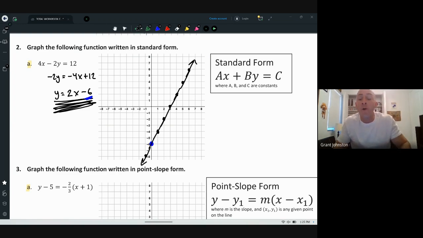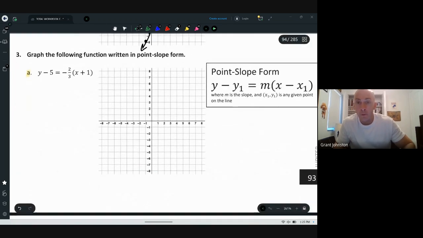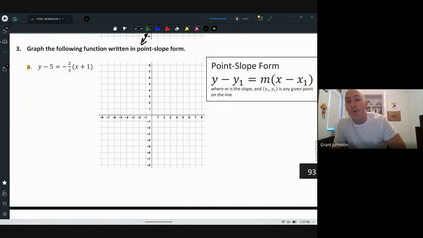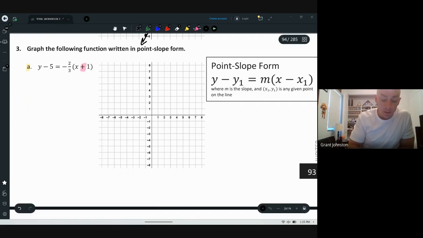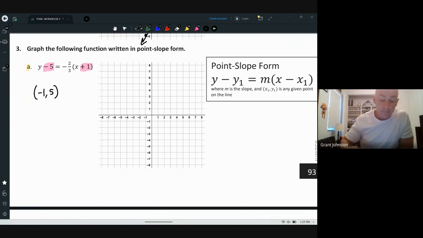And then the third form of linear functions that we dealt with was point-slope form. Now, point-slope form is written y minus y1 equals m parentheses x minus x1. So it gives you a point, and it gives you the slope. From looking at this equation, remember it's opposite of those. So our point is going to be at -1, positive 5. And then our slope is -2/3.